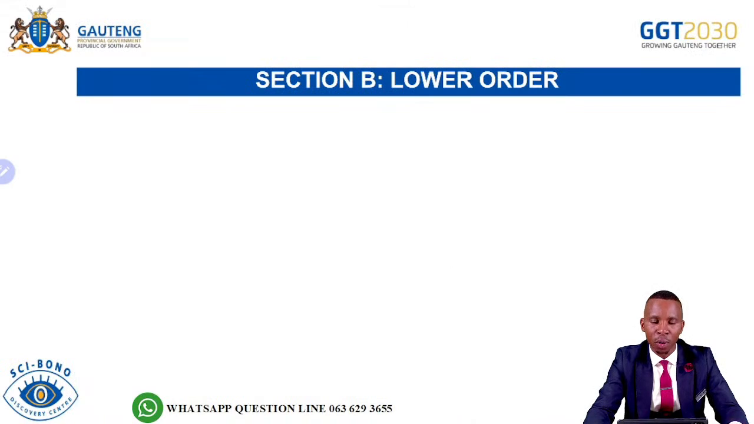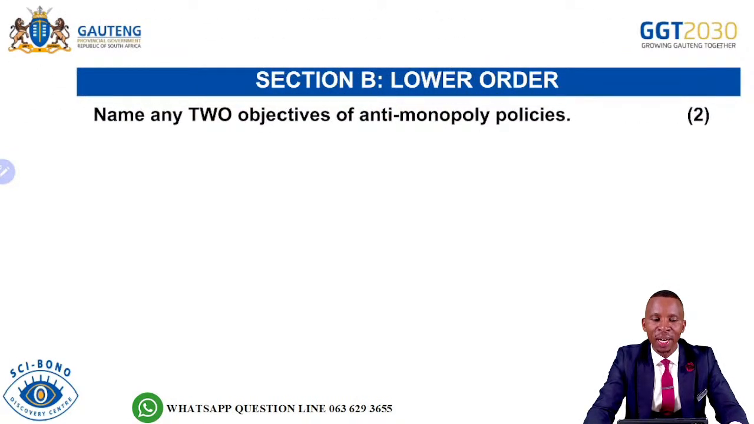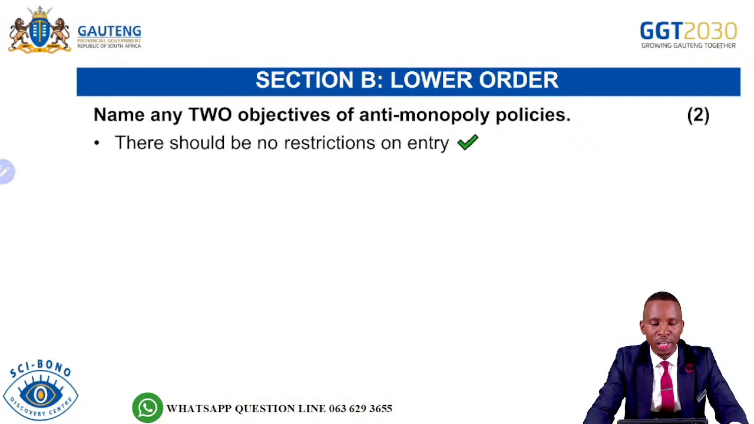In this part of the presentation, we are just providing some questions and some answers just to show you how you should be answering questions. So we are starting with the lower order. Name any 2 objectives of the anti-monopoly policy. So in there we talk about there should be no restrictions on entry, meaning there should be no barriers to entry. Businesses should be free to enter the market.